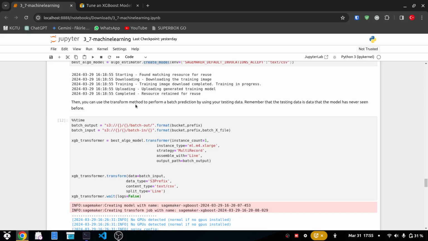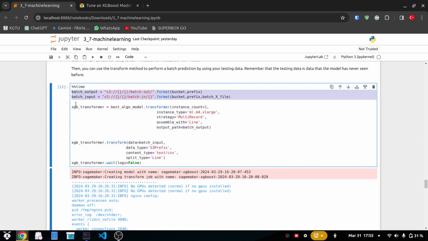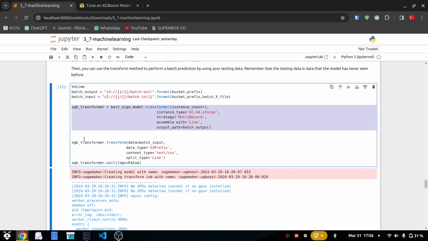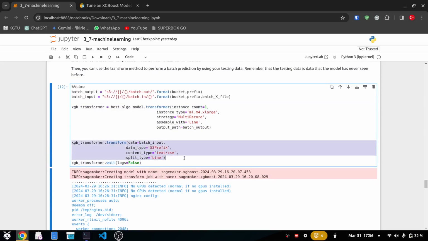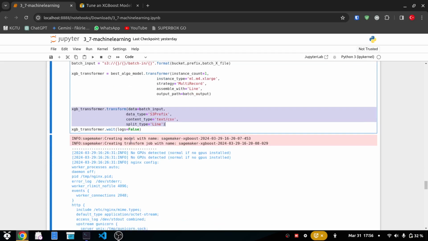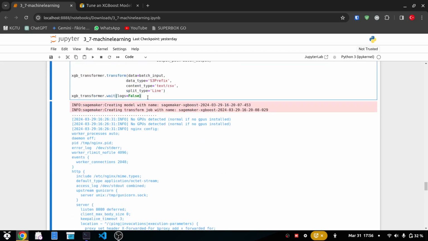So then you can use the transform method to perform a batch prediction by using your test data. Remember that the testing data is data that the model has never seen before. So we have batch definitions in here. These are the file locations, file paths, you may say also, and an XGBoost transformer. Then we are constructing a transformer object in here. After that, using the XGBoost transformer object, we are using a batch transformation to predict our test data. And we also wait for it to predict them.